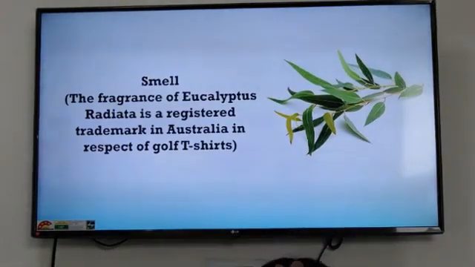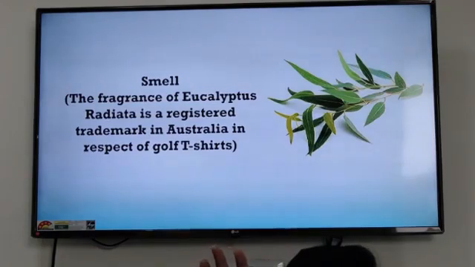Now smell. Smell is again another interesting aspect of trademark registration. I do need to clarify that while you can get sound trademark registrations in India, you can't register smells in India yet, but some countries allow it. So this, for example, is an Australian example where the fragrance of the eucalyptus is a registered trademark in Australia, which is registered in favor of a company which is selling golf t-shirts, where the t-shirts are infused with that smell. So there must be people who like that.